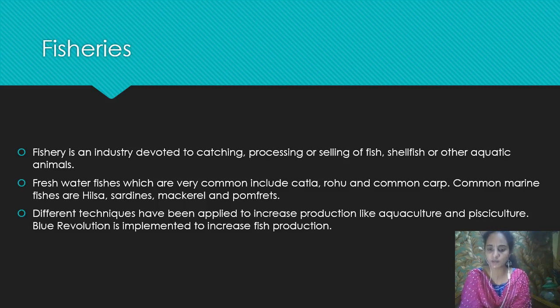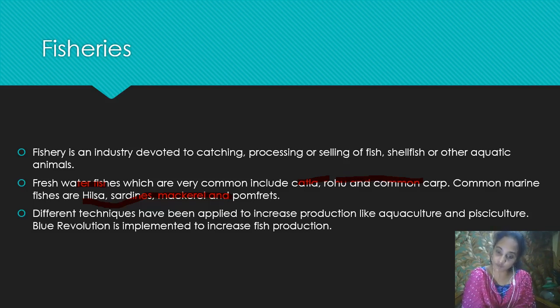Now let's see, I have given some examples of the fishes that grow in freshwater. The common ones that we get here are katla, rohu, and the common carp. These are the common freshwater fishes. Then marine fishes like hilsa, sardines, mackerel, and the pomfrets. These are the marine fishes. So depending upon the amount of salt in the water, we categorize them into freshwater and marine water.